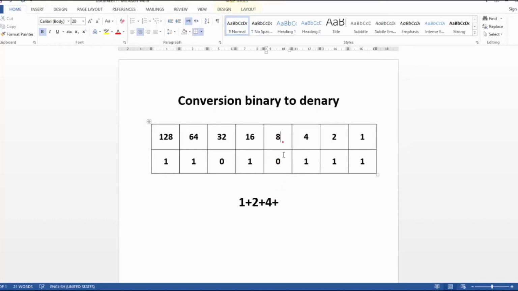Now you can see the number 8, and 8 contains 0, so ignore this number, right? Ignore all the zeros. Now the next number is 16, and below 16 you can see 1, so you have to add 16. Now you can see 32, below 32 there is a 0, so ignore all the zeros. Switch to the next number, 64. Now write 64. Okay, now next is 128. You can see number 1 below the 128, so you have to write 128.